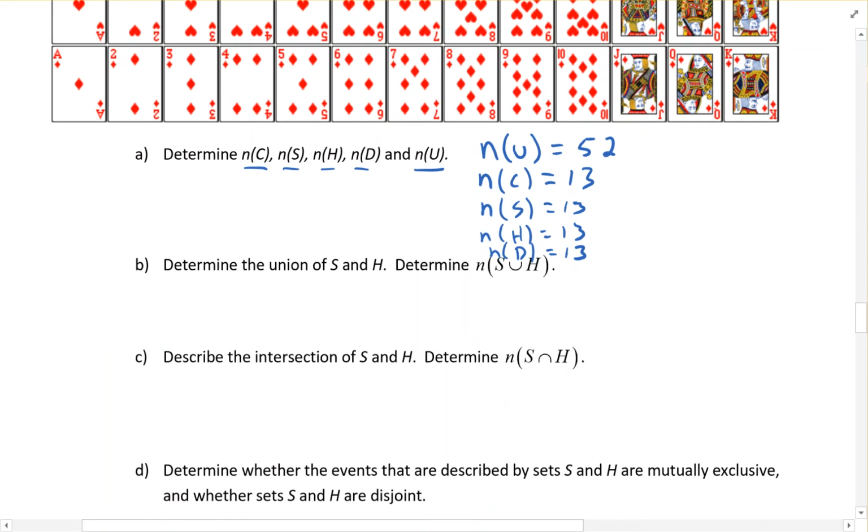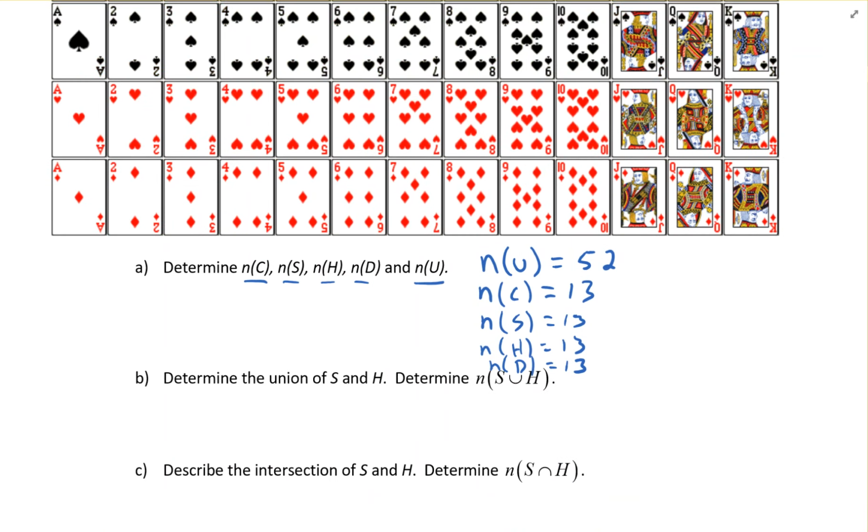Okay, so determine the number of elements in S union H. Let's think about what that looks like for a sec. If you're going to draw that out, really none of these circles are going to overlap, right? This is going to be my spades and this is going to be my hearts. They don't share any of the same cards, right? So they don't overlap at all. The union still is going to be all of them though, right? It's going to be both of them all together. So union's everything together.